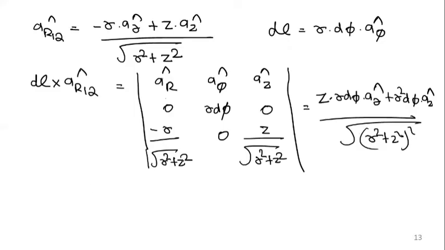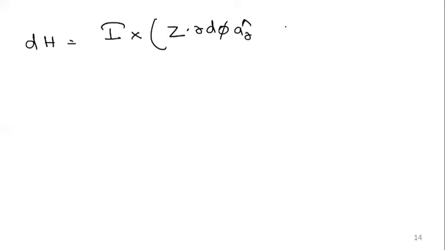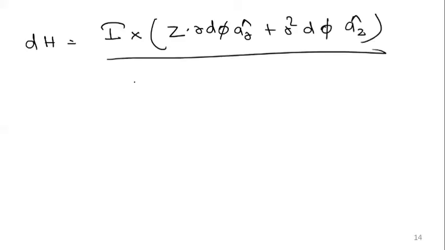Now what is dH? I'll go to the next slide. dH will be equal to I into dL cross aR12. So dL cross aR12, we write it there itself. Even if you take I dL, I will be multiplied there. That's it. That's all. So don't get confused in that. You can multiply at any time. That is, I is the current passing through the loop.